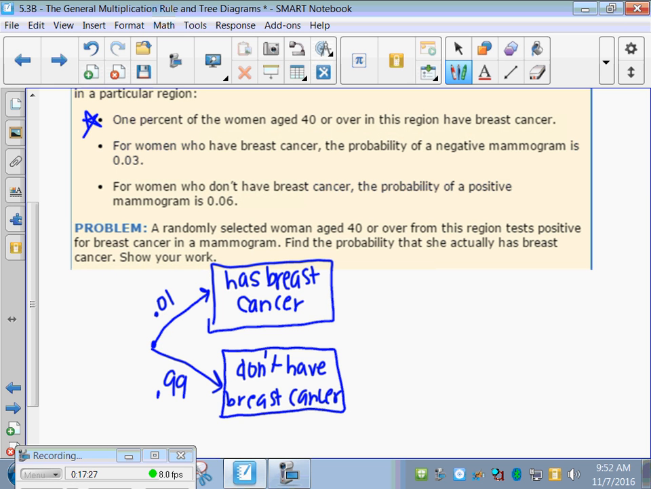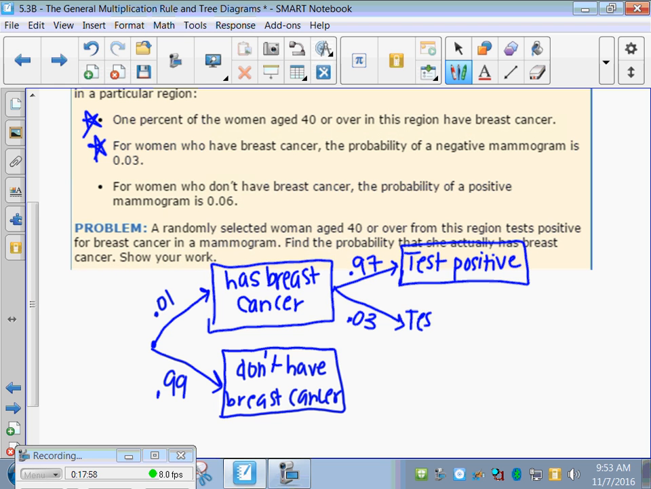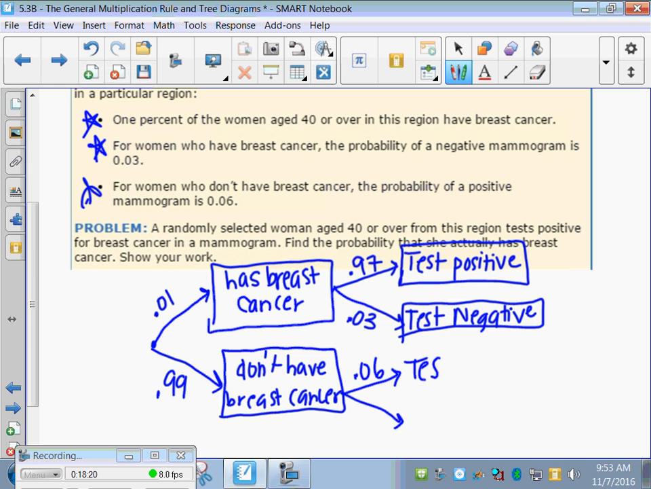All right, then it says, for women who have breast cancer, so you actually have it, the probability of a negative mammogram, that would be bad, right, so they don't detect it, is 0.03. So from the ones who actually have breast cancer, we've got 0.97 who are going to test positive, and 0.03 who are going to test negative. So this group should test positive, right? And down here, this group tests negative, which is not good. And on the other side, we have people who don't have breast cancer, and the probability of testing positive is 0.06. That's a little scary, right? So 0.06 of those people who don't actually have it test positive anyway. Which means the remaining 94% test negative.